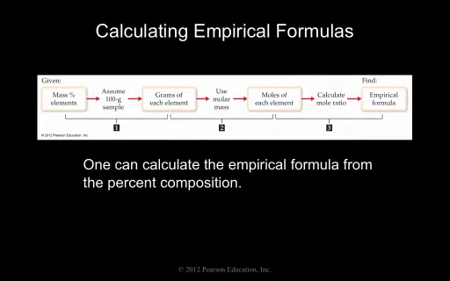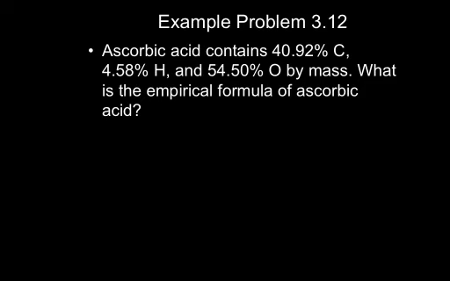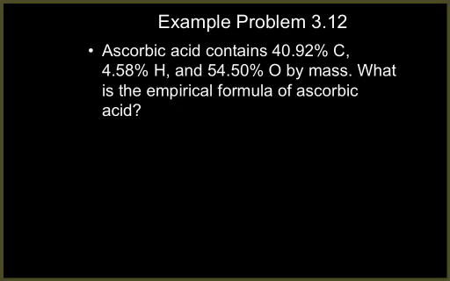The easiest way to look at these is to actually go through and do some example problems. So here's our first one. It says we have ascorbic acid, which is what's found in vitamin C. This contains 40.92% carbon, 4.58% hydrogen, 54.5% oxygen by mass. What is the empirical formula? The first thing we're going to do is list all the elements in that sample. So we have carbon, hydrogen, and oxygen.